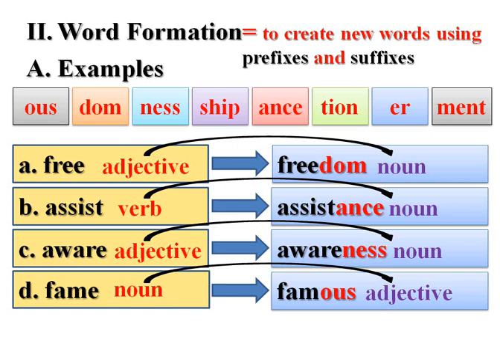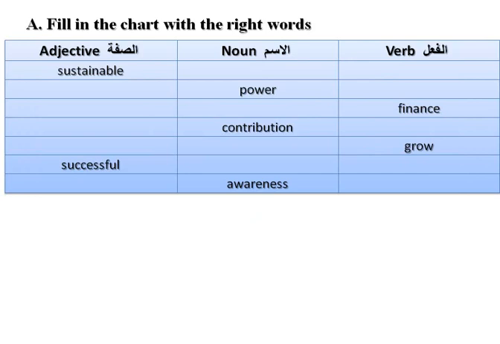Now let's move to practice. Let's do an exercise. Okay, fill in the chart with the right words. We have adjective, noun, and verb. The title of the unit is sustainable development. So we have the word sustainable. So what is the noun? We say sustainable, sustainability. The verb is to sustain.